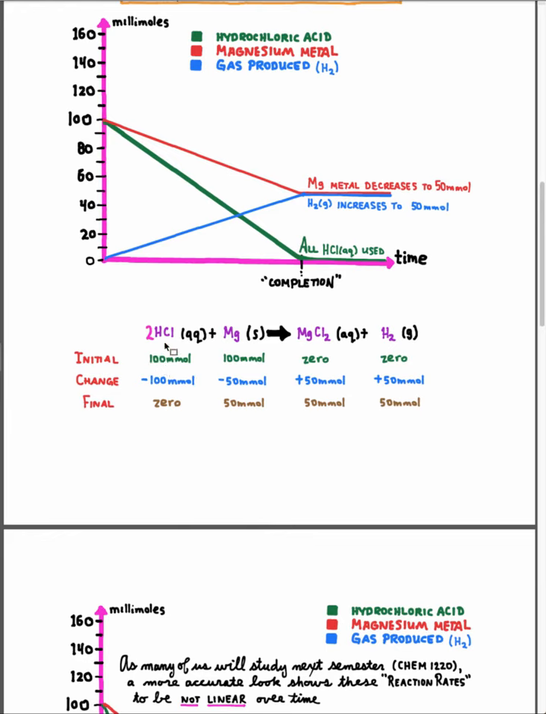Because I don't have it, I'm going to call HCl limiting, and it'll go all the way down to 0. The magnesium will go down, but it won't go down by 100, it'll just go down by 50 because this number is only half of this number. Likewise, I'll produce 50 millimoles. There's a 1 here, there's a 1 here, this is 50, and I'll also create 50 millimoles of hydrogen gas. 0 plus 50 is 50, 0 plus 50 is 50, 100 minus 50 is 50, 100 minus 100 is 0.